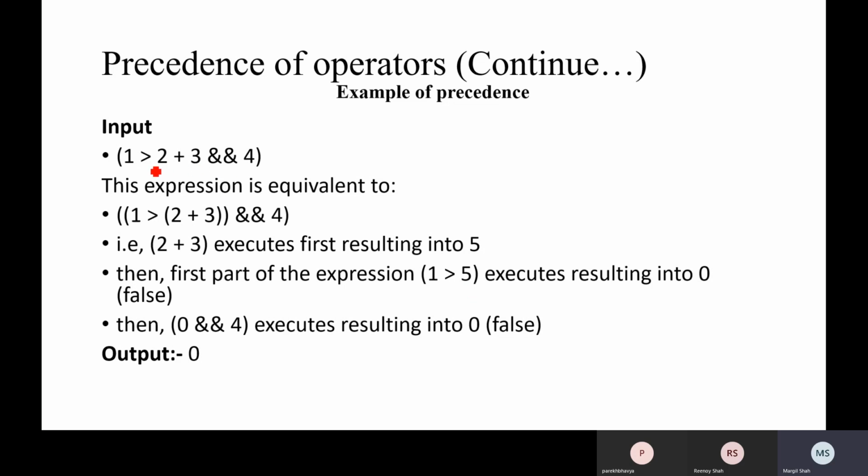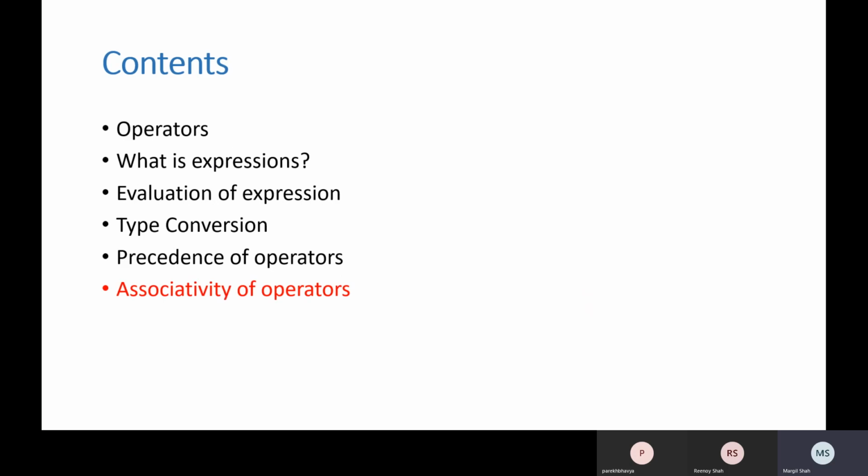Then, after arithmetic, the relational operator is there, that is greater than. So execute it, and the result is 0, because 1 is greater than 5 is false. Then 0 and 4 is executed and the result is 0, so the output is 0. But the order will be arithmetic, then relational, and then logical. So that is all about the precedence of operators.